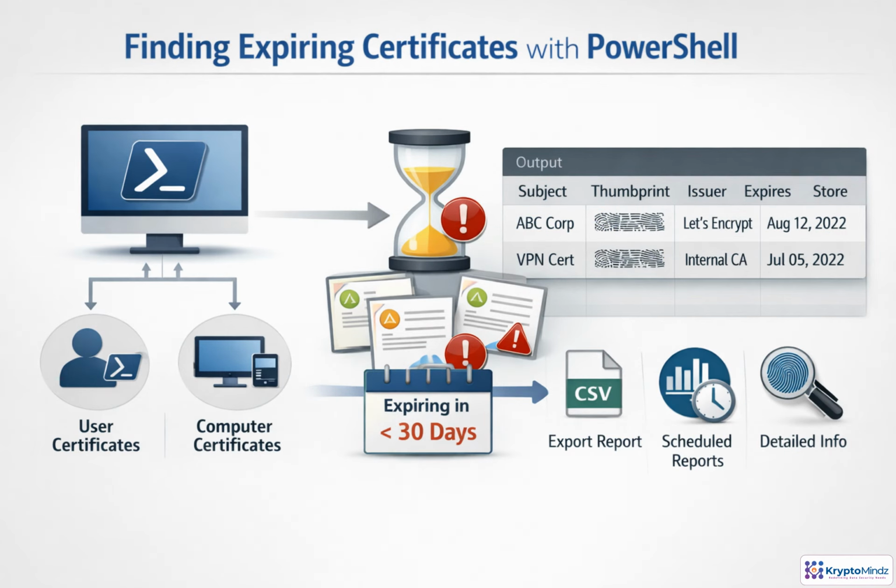PowerShell treats certificates like files, so you can browse the cert, drive, and filter by expiration. The sample command scans the local machine store, then keeps only certificates that expire within the next 30 days. Select Object trims the output to the fields you actually care about: subject, issuer, expiration date, and thumbprint. From there, you can sort, export to CSV, or schedule the script so upcoming expirations are reported automatically.